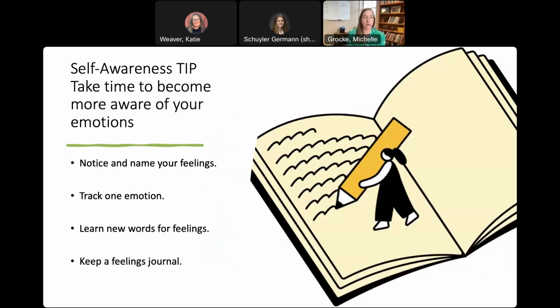All right, so the self-awareness tip number 1: take time to become more aware of your emotions. Now that we've talked about a definition and that Plutchik model, that's given you a little bit of fodder maybe to think about this. Being aware of your own emotions can really help. There's a couple of ways that we can do this, and there's 4 things that I think are really helpful. The first one is to notice and name your feelings.